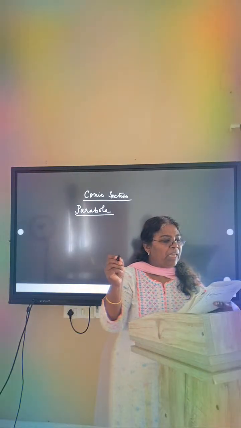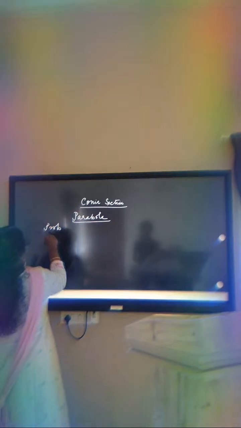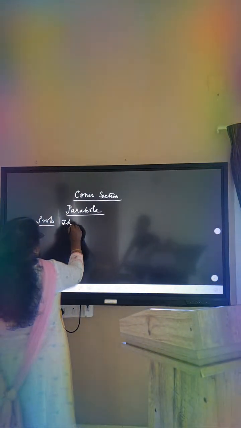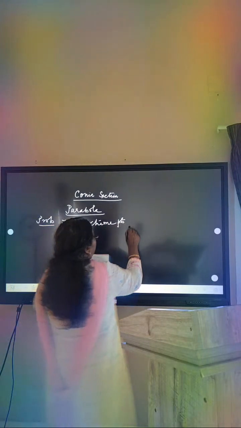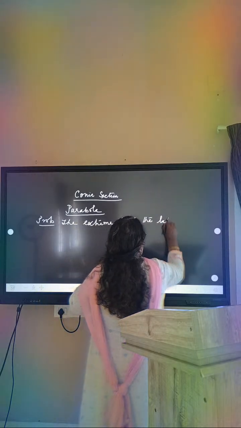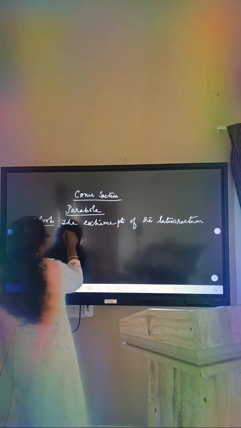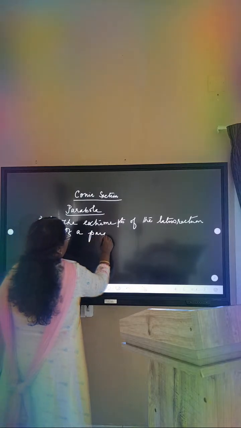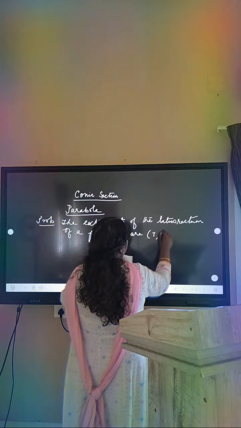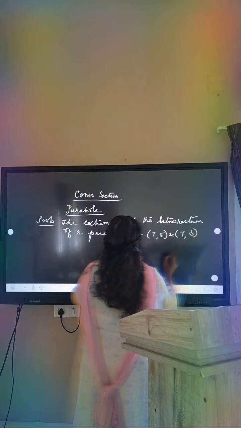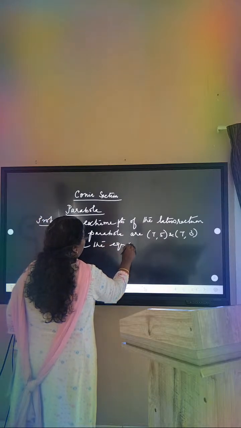The extreme points of the latus rectum of a parabola are (7, 5) and (7, 3). Find the equation of the parabola.